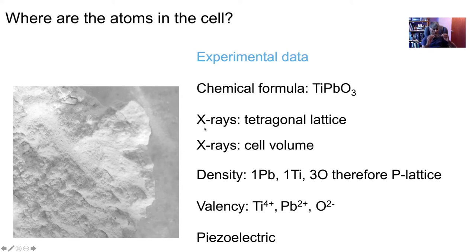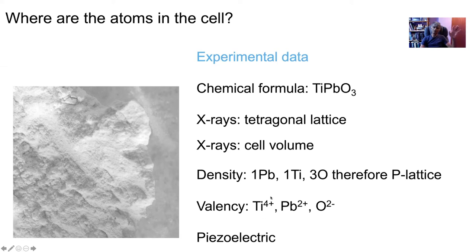Using elementary X-ray diffraction, you know that this is a tetragonal lattice, very easy to determine just by looking at a Debye-Scherrer pattern. And by measuring the lattice parameters, you know the cell volume. Now, by measuring the density, knowing the cell volume and the mass of your sample, you determine that within the unit cell there is one lead atom, one titanium atom, and three oxygen atoms. So this necessarily means that this is a primitive tetragonal lattice because these are all different. So there's a motif of this formula unit per lattice point, and it's a primitive tetragonal lattice.